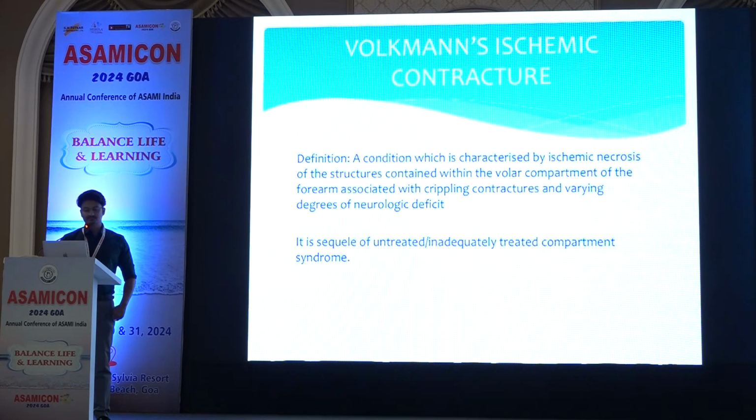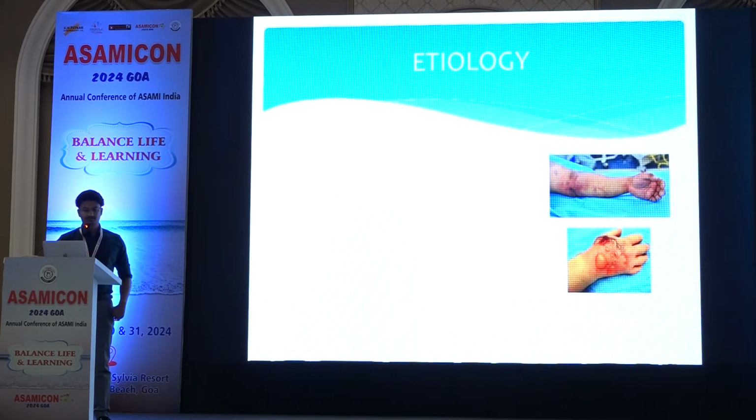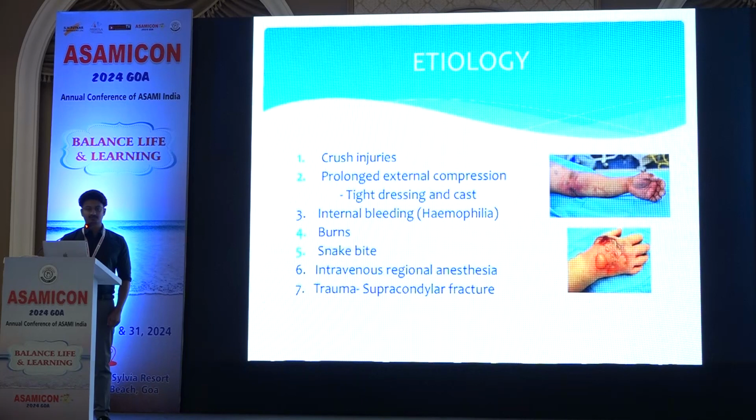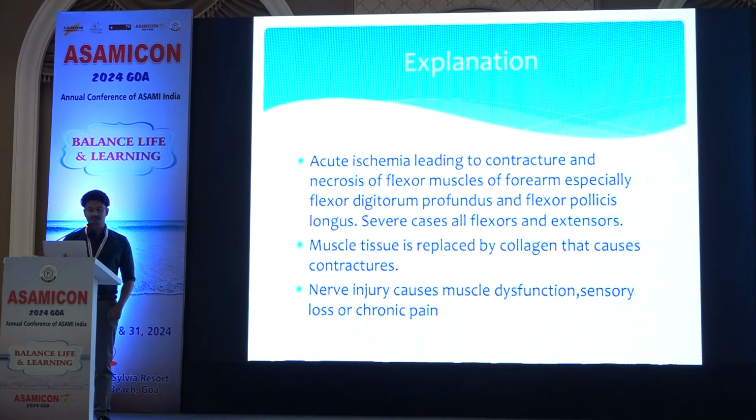It is a sequelae of inadequately treated or untreated compartment syndrome. Coming to etiology, there are crush injuries, prolonged external compression by tight bandages like a tight cast, and internal bleeding, which raises the intraosseous pressure. It also includes burns, snake bite, intravenous regional anesthesia, and trauma like supracondylar humerus fracture in children, and distal radius fracture in adults.